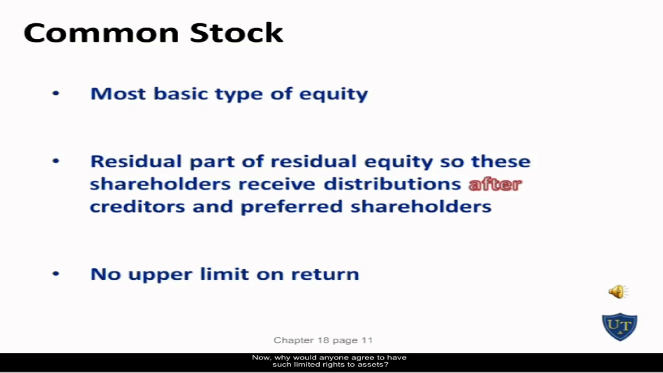Now, why would anyone agree to have such limited rights to assets? Well, the reason is that there's no upper limit on the return that these shares can receive. If the company does very, very well, then the return to the creditors and to preferred shareholders is limited. The return, however, to common shareholders is not limited on the upward side.